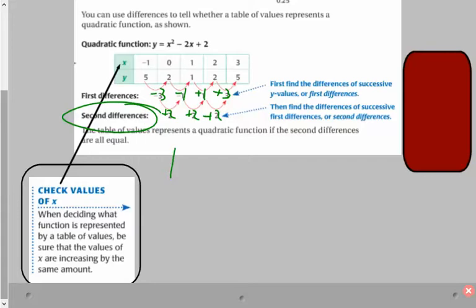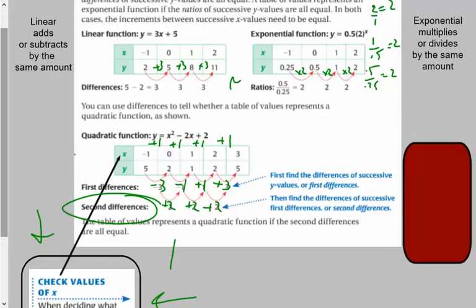And then I have a little note here. Make sure that the x values are always going up by 1. The x values will always go up by 1. So you'll notice here they go up by 1 as well. If they don't go up by 1, you're going to have to fill in those missing table values there.